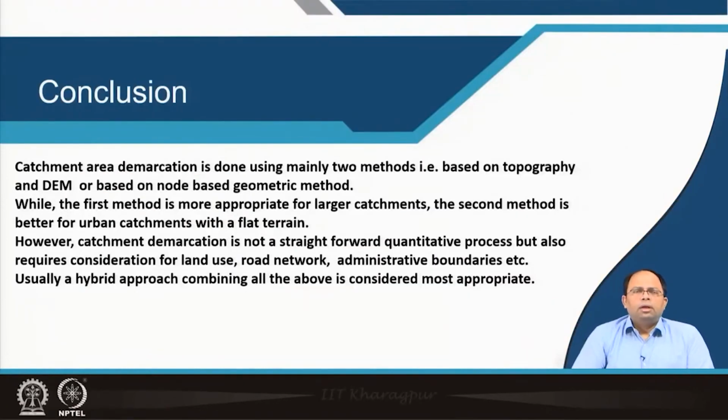So to conclude, catchment area demarcation is done using mainly two methods, that is based on topography and DEM, or based on node based geometric method. While the first method is more appropriate for larger catchments, the second method is better for urban catchments with a flat terrain. And however, catchment demarcation is not a straightforward quantitative process, but also requires considerations for land use, road network, administrative boundaries, etc. Usually a hybrid approach combining all the above is considered most appropriate.